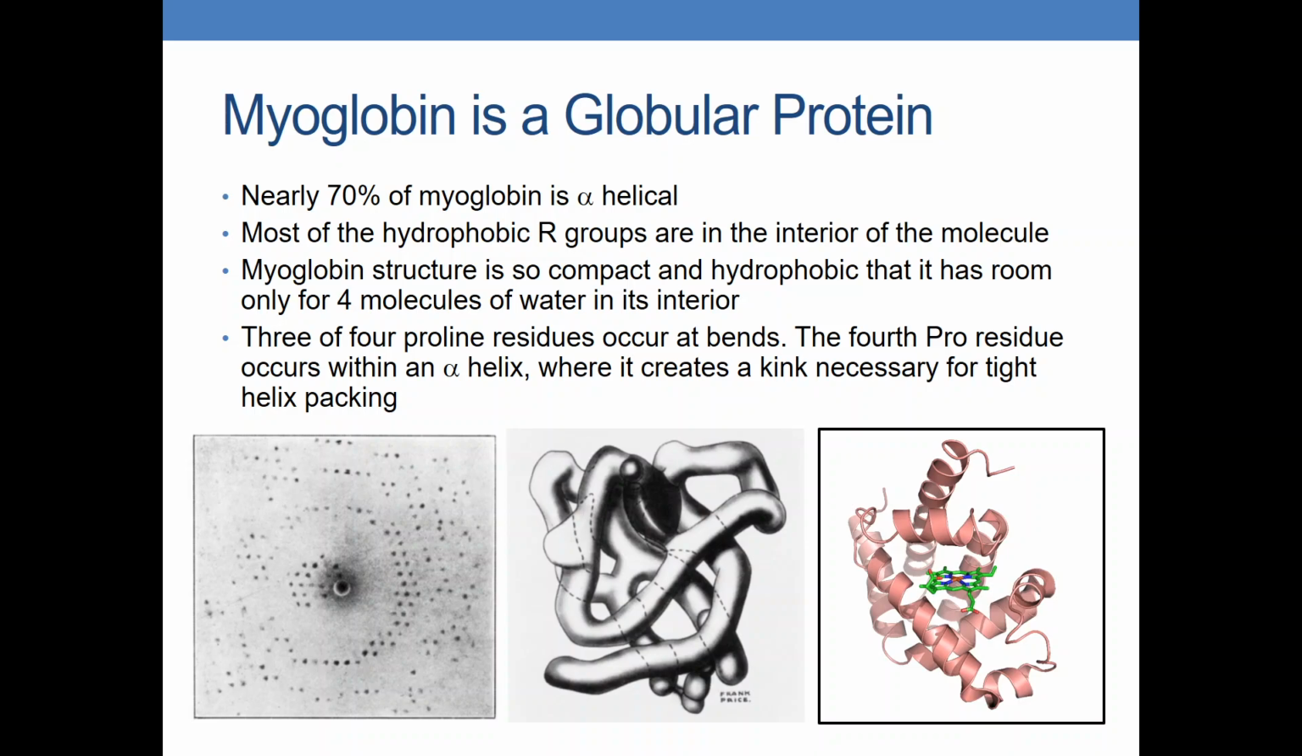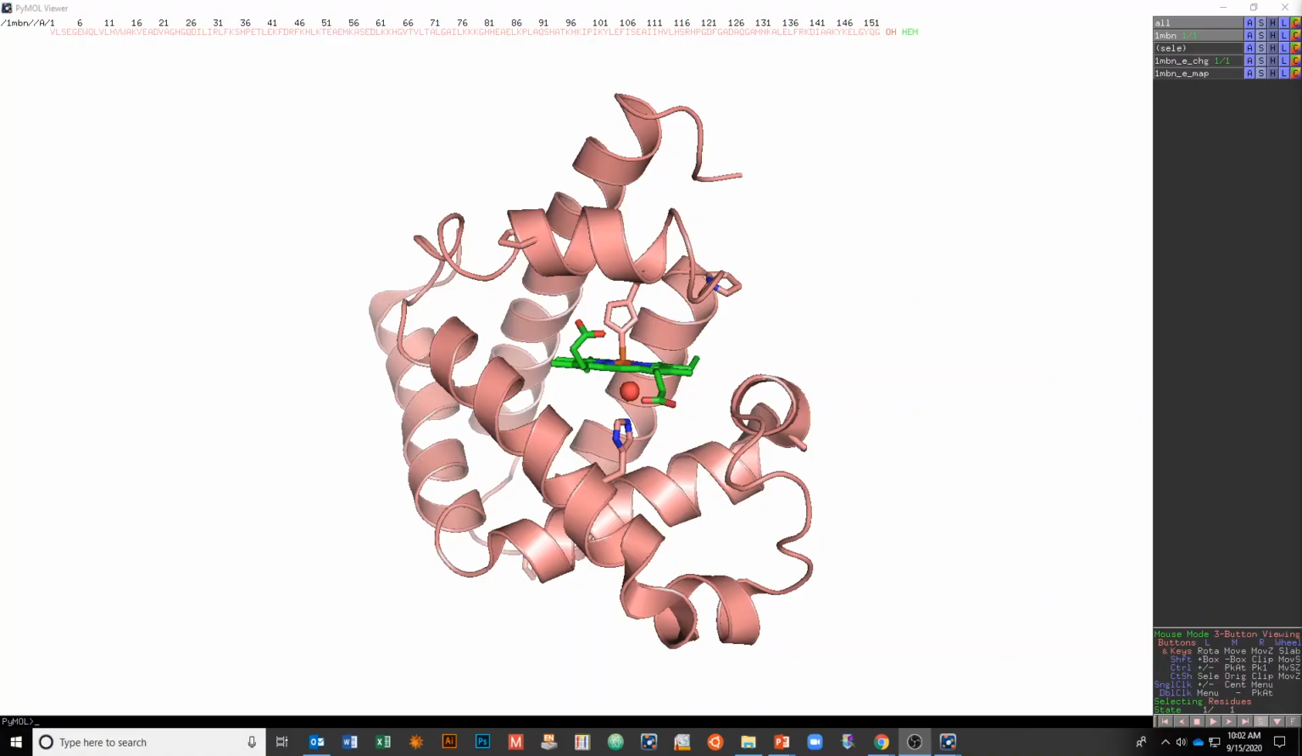Now we're going to look in a little bit more depth here. Let me transition to the structure. Okay, let's look at this structure for myoglobin. Here I have pulled up the structure. If you are curious, you can go to the Protein Data Bank and search accession code 1MBN. You'll find this structure. This is for myoglobin.